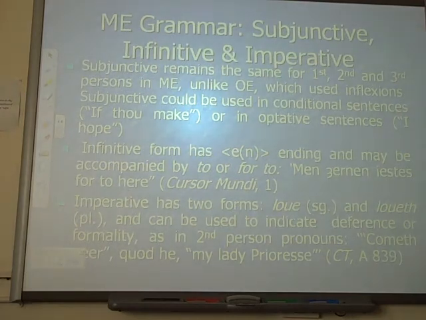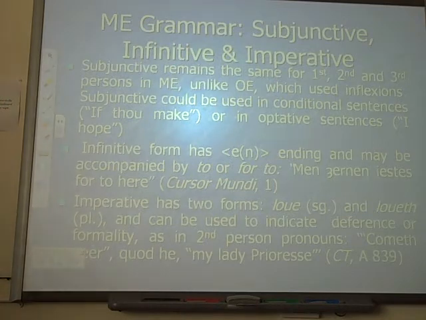The infinitive form has en, and can go with to or for, as usually the infinitive does now. So men, gesten, for to hear. So we can have to before it or for to before it. The infinitive is the same as much as we use it. To be, to live, to love, to laugh, and so on. The imperative has two forms, love and loveth.